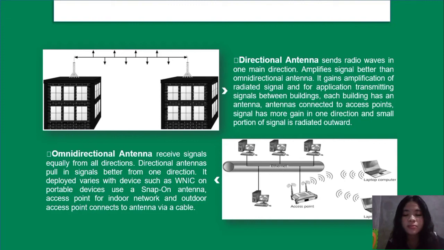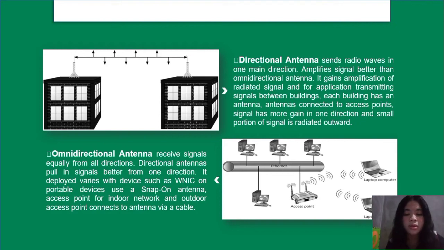Directional antenna. Ang mga radio wave nito ay pinapadala sa isang direction lamang at may malakas itong signal at mas epektibo kaysa sa omnidirectional antenna. Ito ay may signal amplification at ginagamit upang magpadala ng mga signal sa pagitan ng mga gusali at ang mga bawat antena sa mga gusali ay konektado sa mga access point.